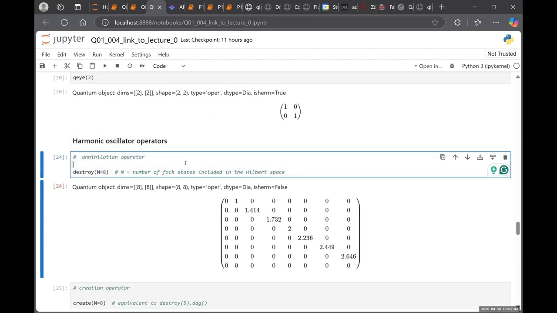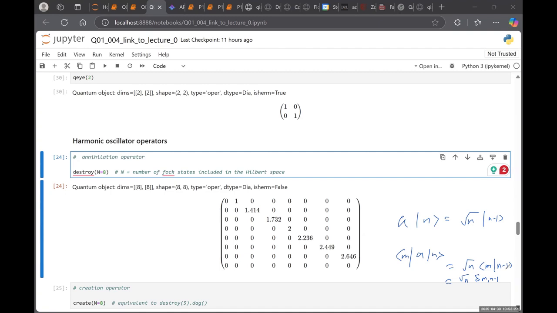Okay, the harmonic oscillator has annihilation and creation operators. This is annihilation. I hope you still remember what this is. It's a truncated version, right? A acting on n gives square root of n times n minus 1. So if you're doing this, bra m, ket n, this will be bra m, ket n minus 1.